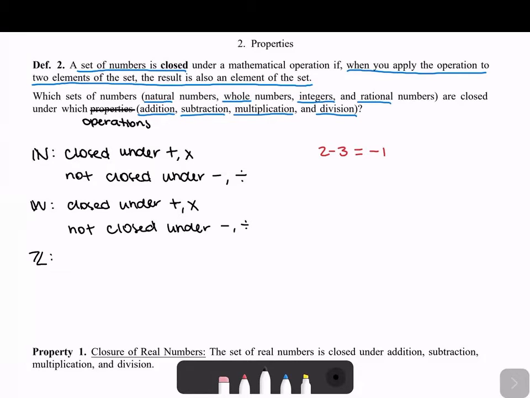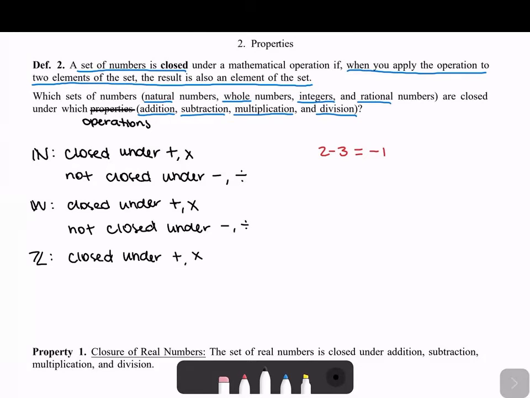Okay, next we have our integers. We can think of this as just the positive and negative whole numbers and 0. So if we add two integers, we just keep jumping around the number line, and we just stay on positive and negative whole numbers or 0. So this is also closed under addition. So it's therefore closed under multiplication.